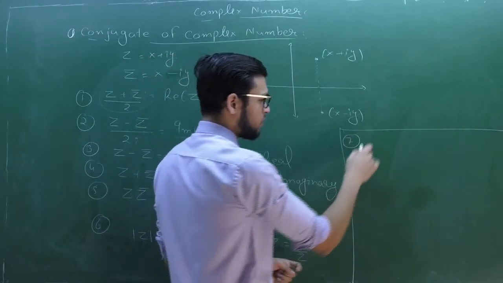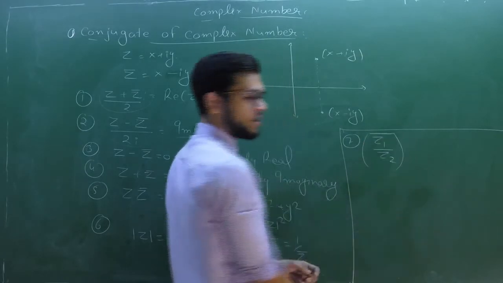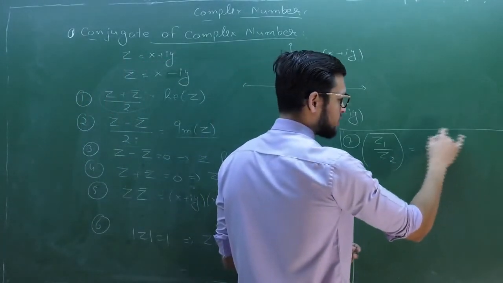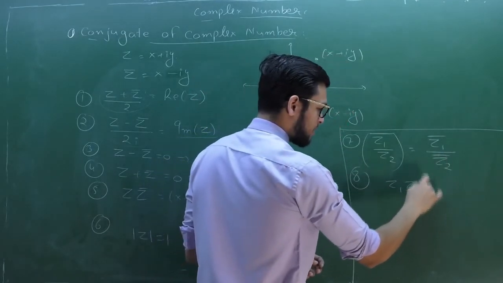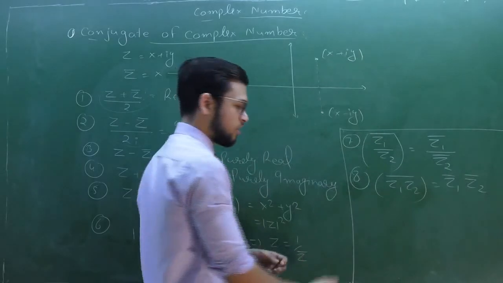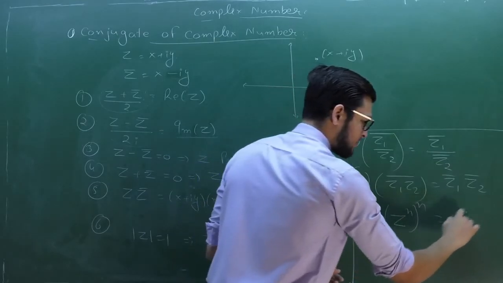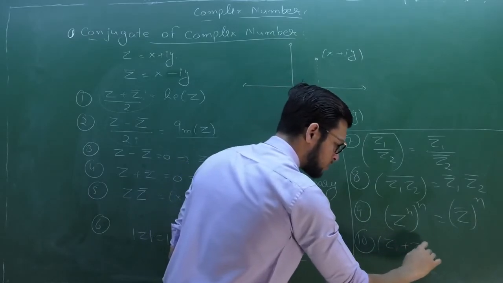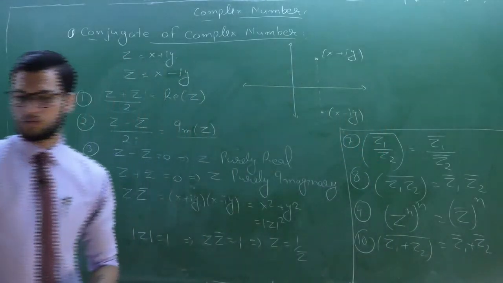Now, if we want to take the conjugate of z1 upon z2, that term will be equal to conjugate of z1 upon conjugate of z2. If you want to take the conjugate of z1 multiplied by z2, that will also be equal to conjugate of z1 multiplied by conjugate of z2. If you want to take the conjugate of z to the power n, that term will be equal to conjugate of z whole to the power n. And the conjugate of z1 plus z2 will be equal to conjugate of z1 plus conjugate of z2.